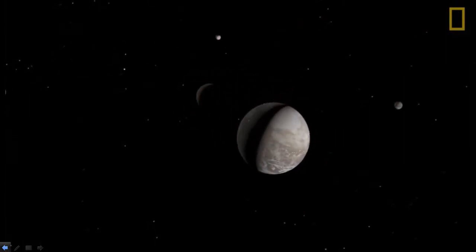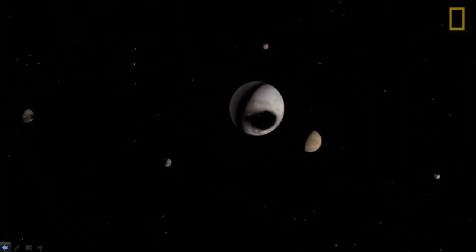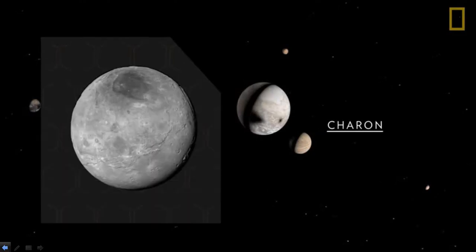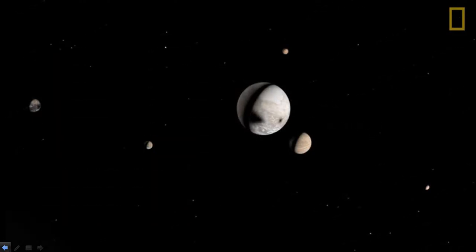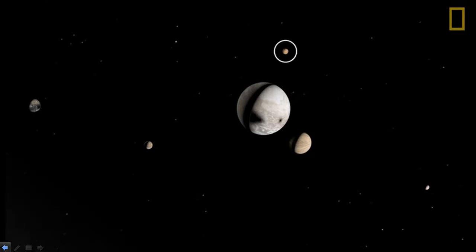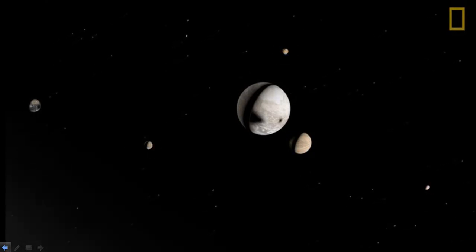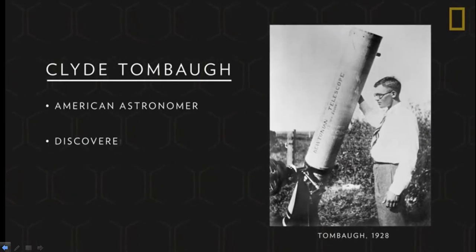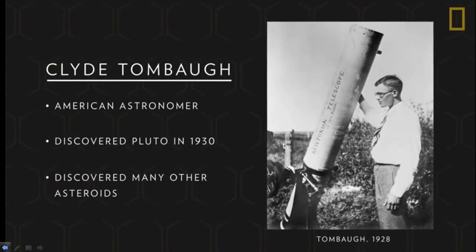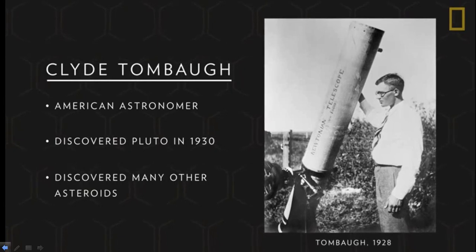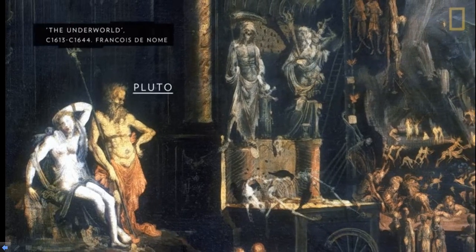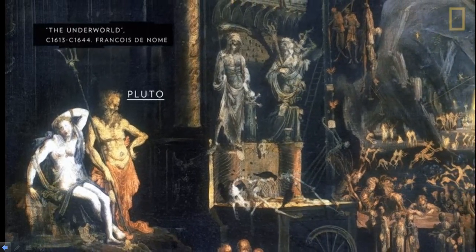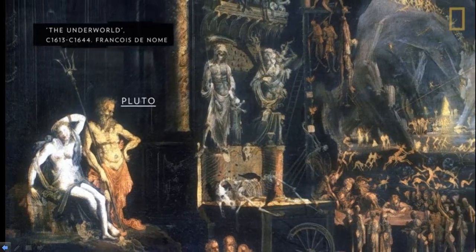Floating high above the dwarf planet's atmosphere are 5 moons. The largest, Charon, is about half the size of Pluto. The 4 other moons, Nix, Hydra, Kerberos, and Styx, are much smaller. While the 8 true planets were discovered by the mid-1800s, Pluto was not spotted until 1930. Pluto, named after the Roman god of the underworld, was considered the 9th planet.